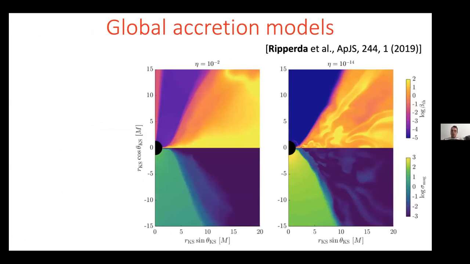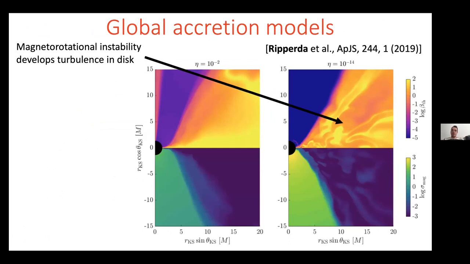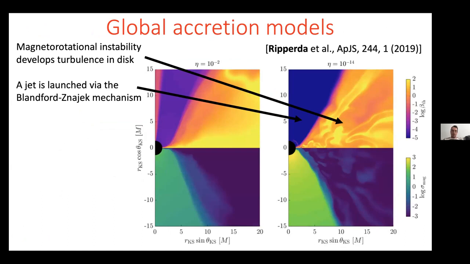If we run global axisymmetric simulations with a resistivity, we have to be careful what this resistivity actually is, because it introduces a length scale. If we have a very small resistivity that's actually under-resolved on the grid, like 10 to the minus 14 here on the right, we retrieve the ideal MHD results of accretion flow simulations. We see that the MRI, the magnetorotational instability, kicks in in the disk, and it develops turbulence, and it launches a Blandford-Znajek jet.